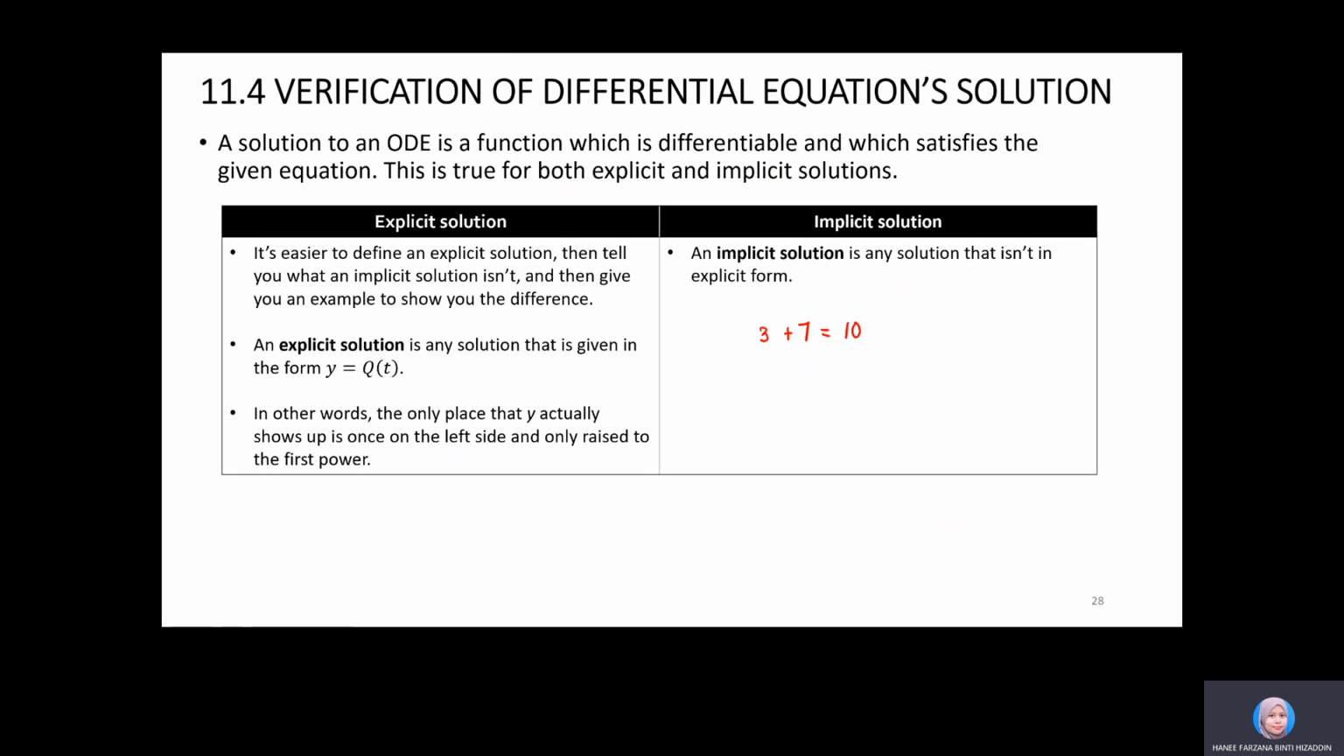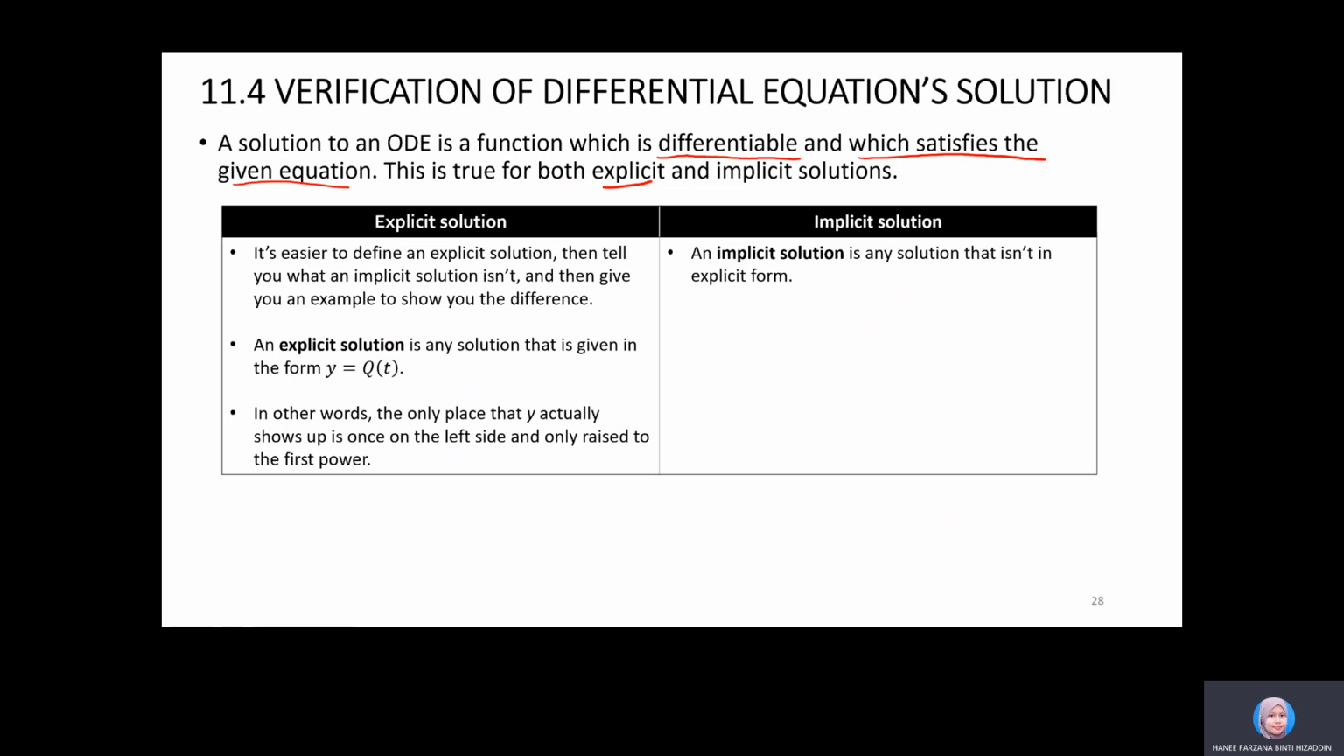So meaning x equals 3 is the solution to this equation. In this case, because it's not obvious, how are we confident that the given function is a solution to that ODE? So we must verify if the function is indeed a solution for the given ODE. The solution needs to be differentiable, meaning you can differentiate with respect to the independent variable, and must also satisfy the given equation.